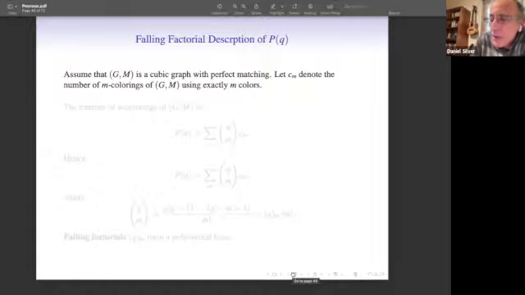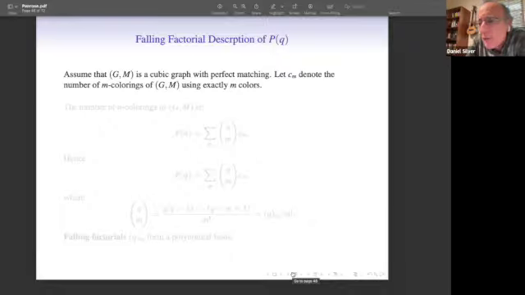I now want to switch gears a little bit. I want to show you what knowing that the polynomial is a sum of chromatic polynomials will do in terms of helping you find out information about the coefficients of the polynomial. So assume GM is a cubic graph with perfect matching.